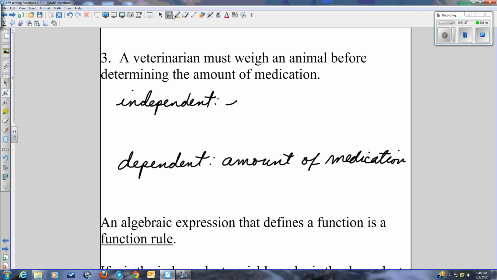Let me just get my pen working again. On the weight, sorry, there's the E, of the animal. Okay. So the weight of the animal determines the amount of the medication.